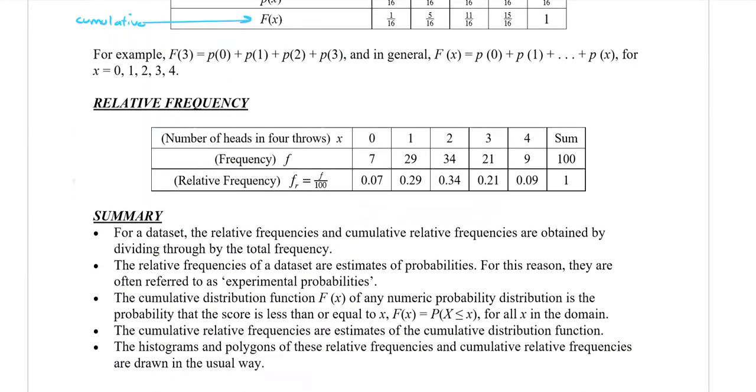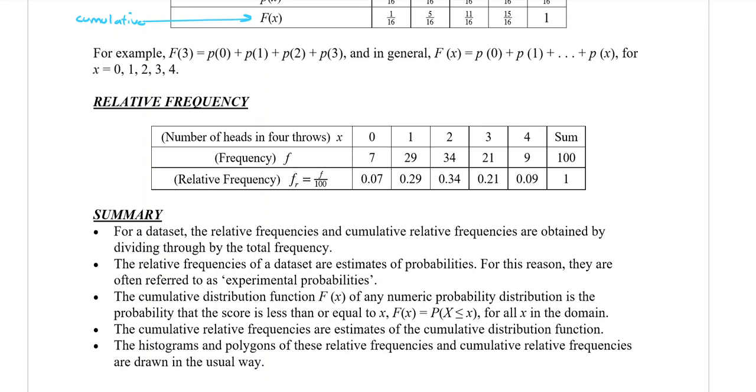Relative frequency is found by taking your frequency and dividing it by the total number of things that you have in there. So 7 divided by 100 is 0.07. 29 divided by 100 is 0.29. So it's a lot like probability. You're taking the total number of items in this data. There was 100, and it's 7 out of 100, but it's expressing it as a decimal.